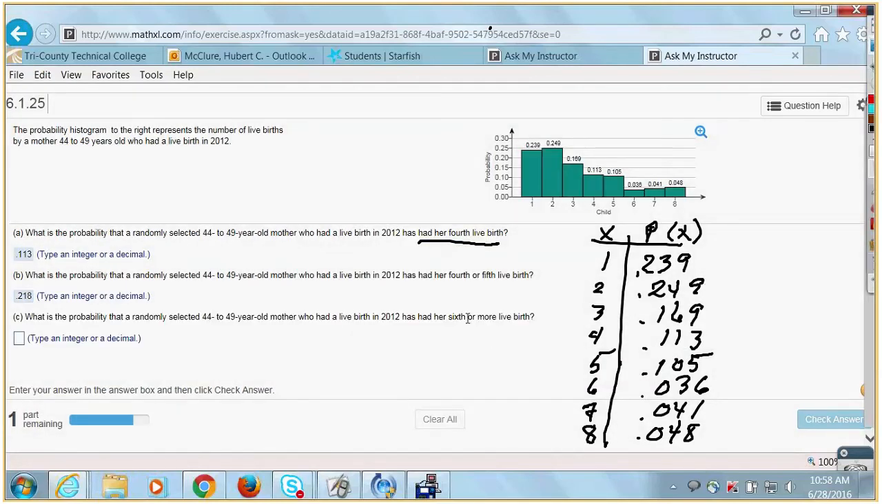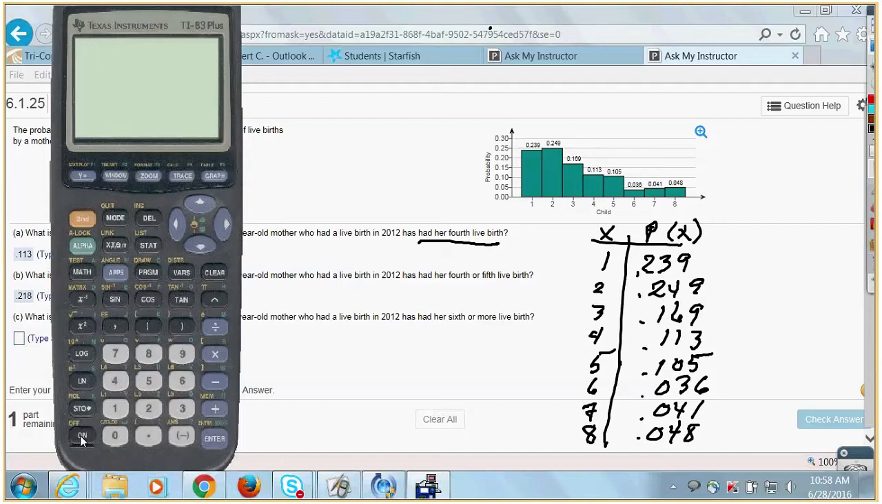And then it says 6 or more. Well, then you'd add these up. 6 or more. So that'd be 0.077 and 0.077 would be 0.125, right? Yeah, 0.125.